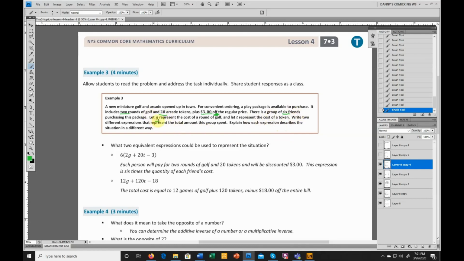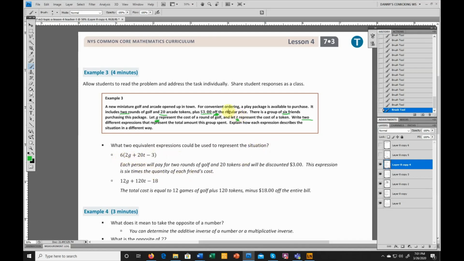Let G, which is an unknown number, so that's still a number, represent the cost of a round of golf. Let T represent the cost of a token. Write 2 different expressions that represent the total cost this group can represent. Explain how each expression describes the situation. If you want to pause the video and try this yourself, go ahead. Otherwise, let's go on.